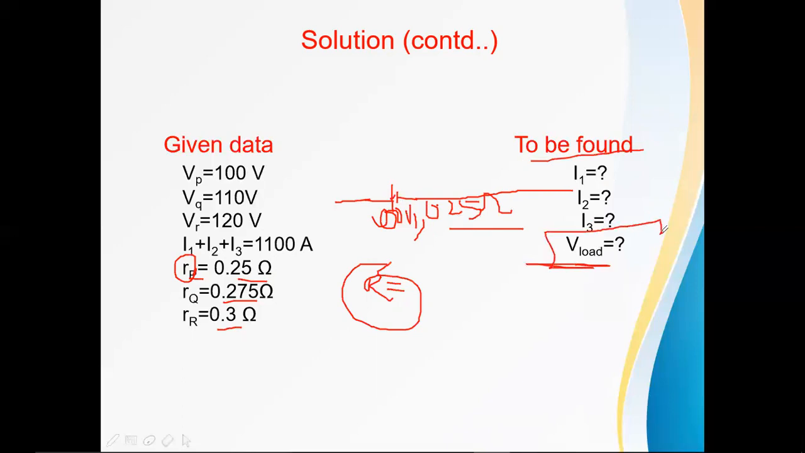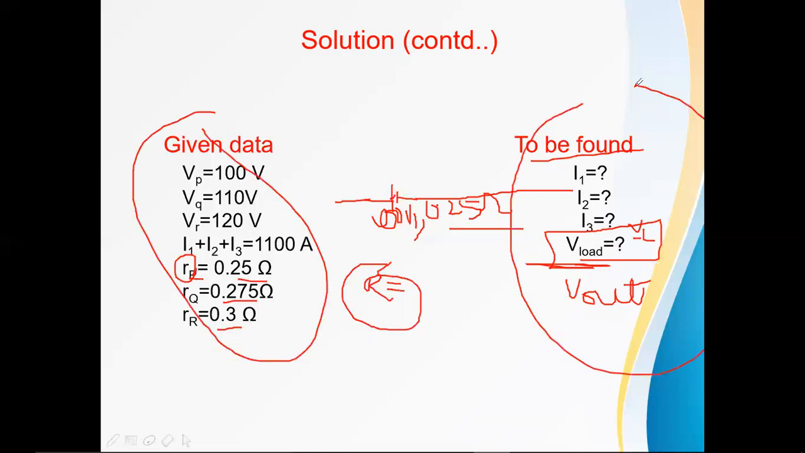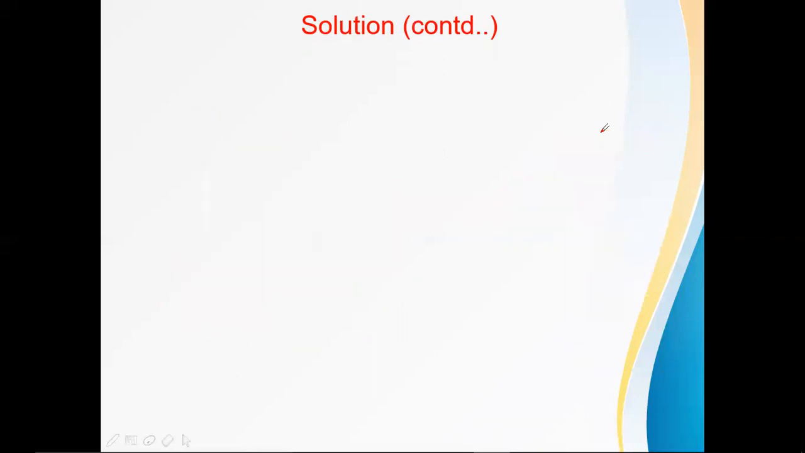As I already said, some books prefer V load, some prefer V output. Instead of V load, you can name it VL, with a capital L. So that's what we know and what we need to find. Now we need to use the known parameters to find these unknown parameters. Right, let me move to the next slide.